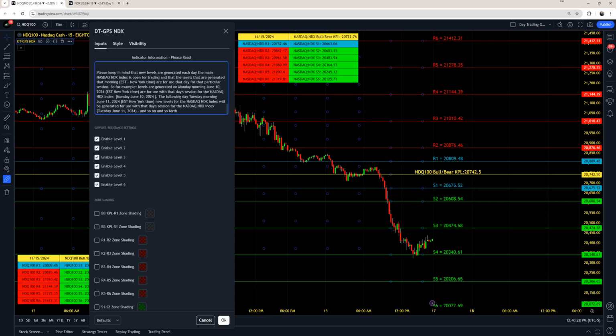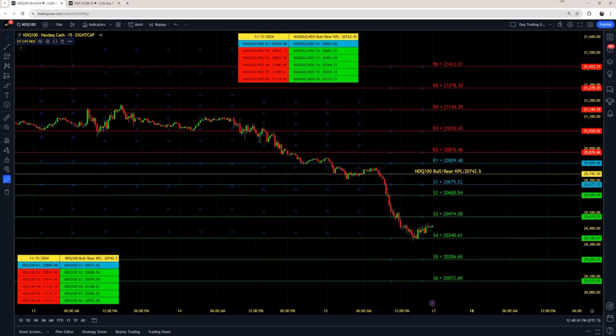Okay, so now we'll move into the rest of the settings here. So first you'll see the support resistance settings. You'll see that these are all checked. That's the default setting, that all 6 levels are checked by default. The 6 levels means R1 through R6 and S1 through S6. And then, of course, we also have the bull bear key price level, which we have abbreviated as KPL.